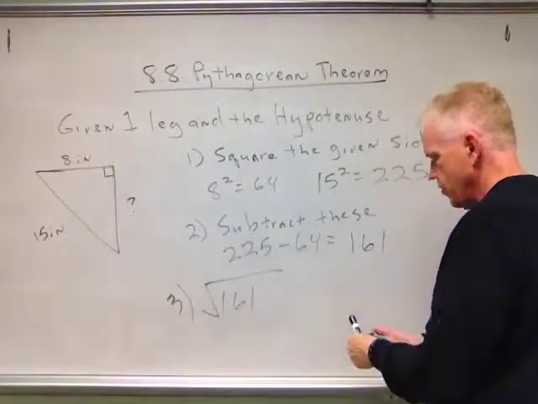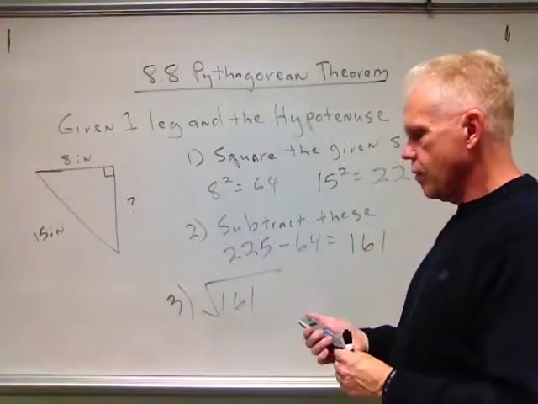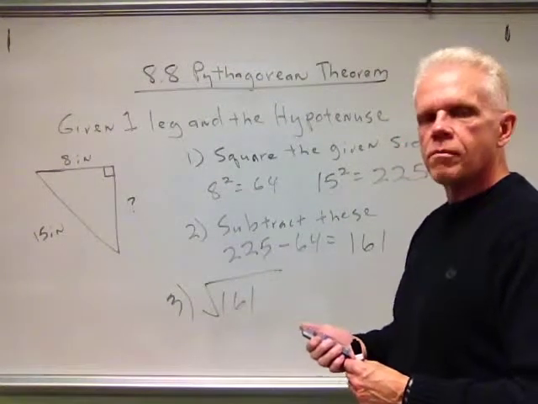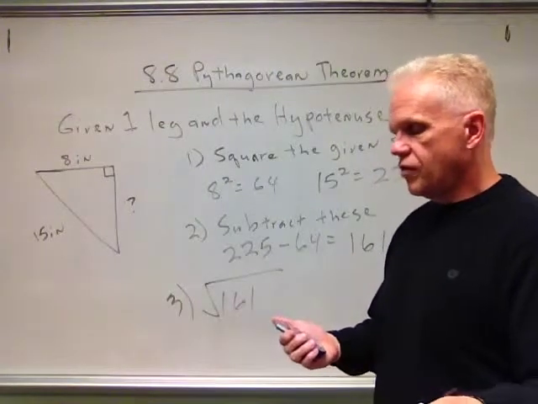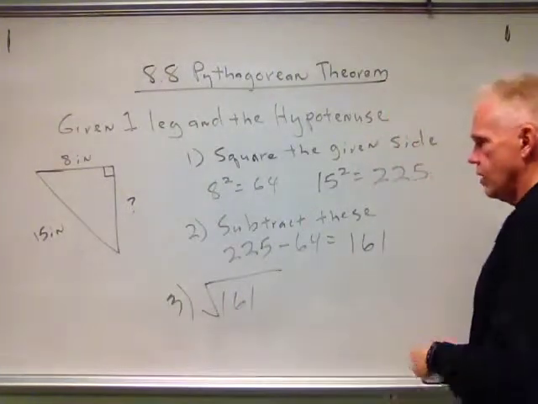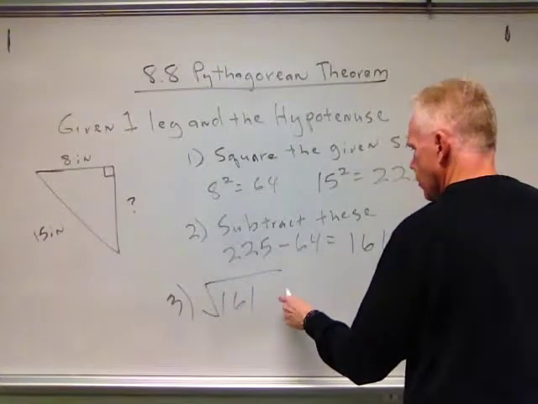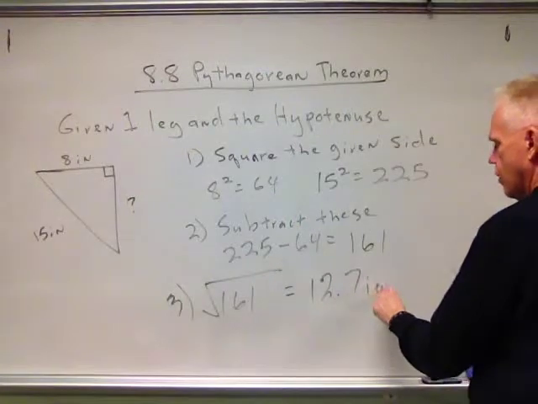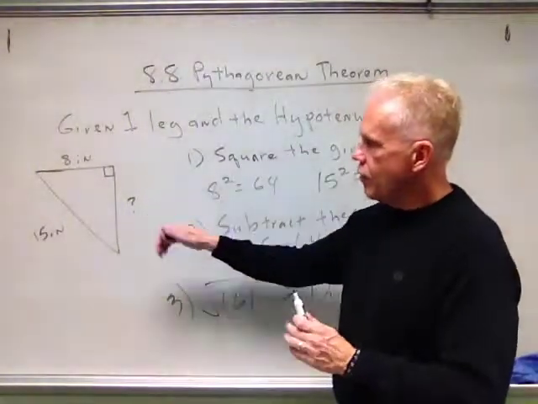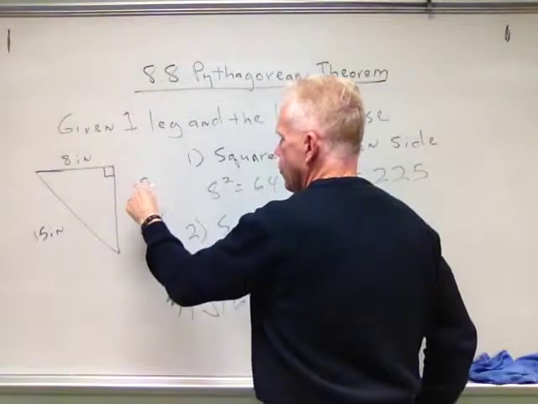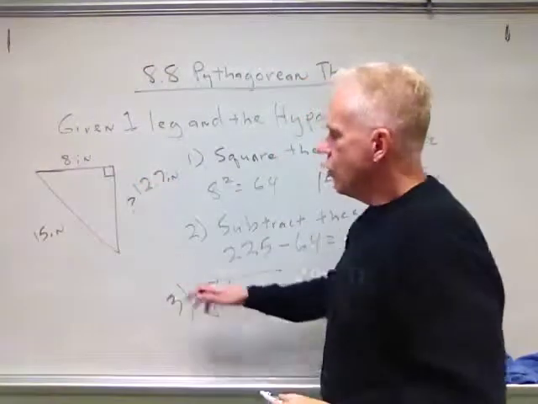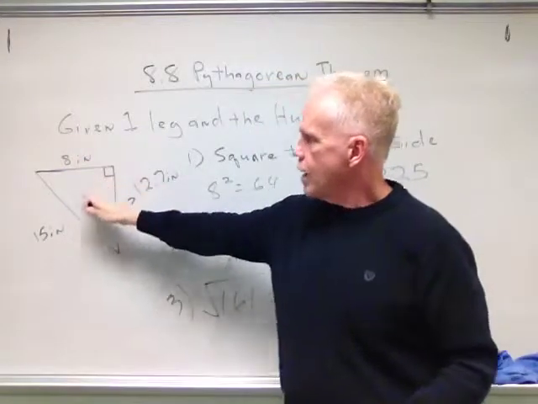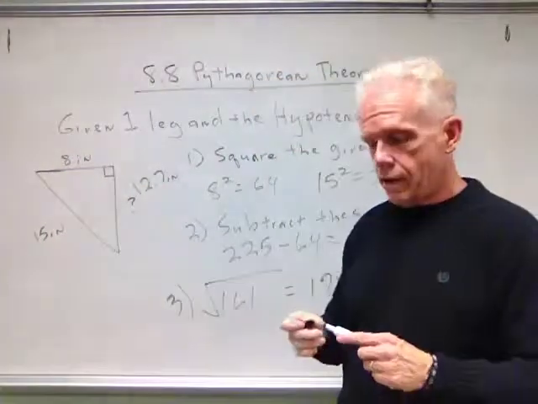So I'm just going to punch in, I got my 161 in there, I'm going to punch square root, and I'm looking at 12.688 something. If we round it to the tenth, it will be 12.7 inches. And that perfectly makes sense here when you look at this. Of course, this side looks a little longer than that side, so it should be a little longer than that side. And of course, the hypotenuse is always the longest side on this thing.